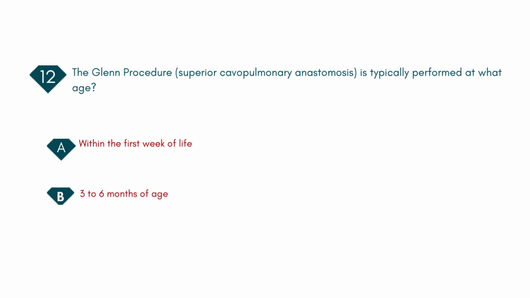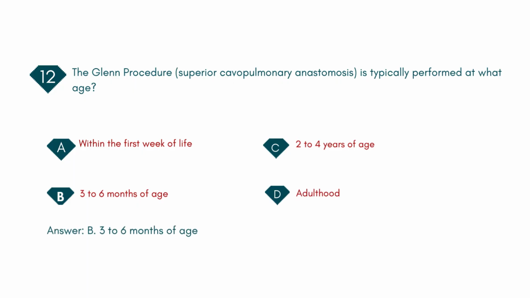The Glenn procedure, superior cavopulmonary anastomosis, is typically performed at what age? A. Within the first week of life. B. 3 to 6 months of age. C. 2 to 4 years of age. D. Adulthood. Answer B. 3 to 6 months of age.